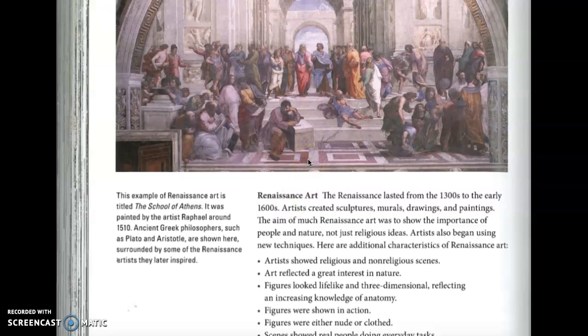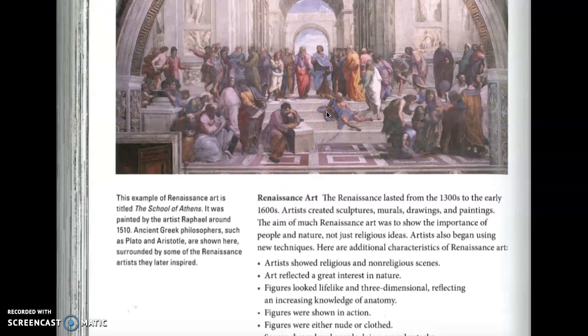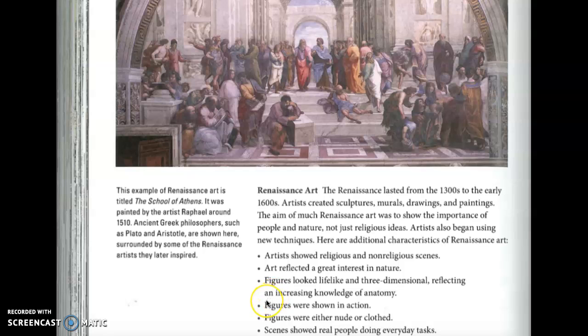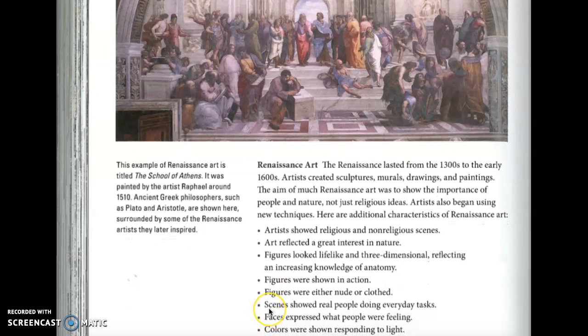Now in this painting, because this is showing classical era people, we could see them wearing togas because they were painting their vision of classical times. However, in other Renaissance paintings that more depict Renaissance time, you would see clothing that's more common of the 1300s, 1400s, 1500s, 1600s. Next, scenes showed real people doing everyday tasks. Again, you could see that in this one. You have someone reading here.